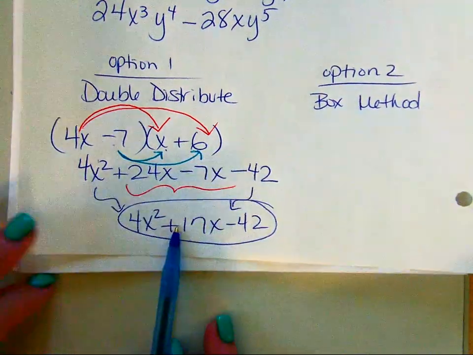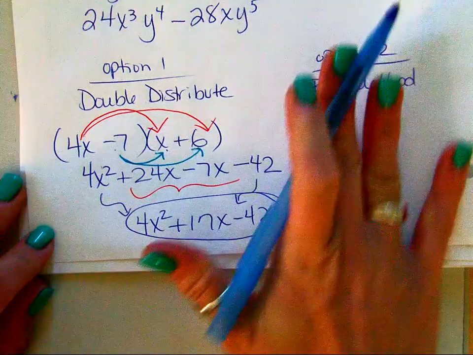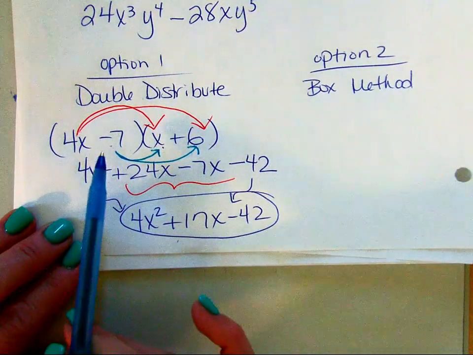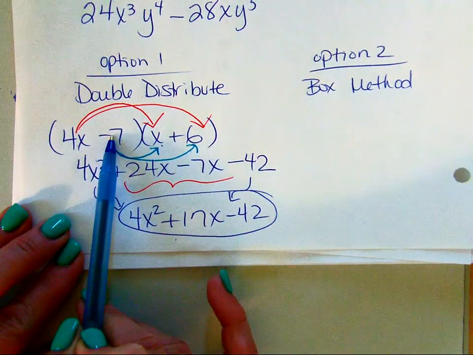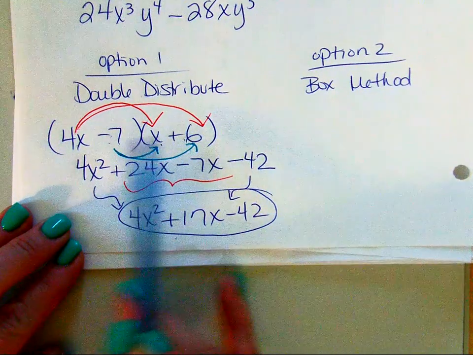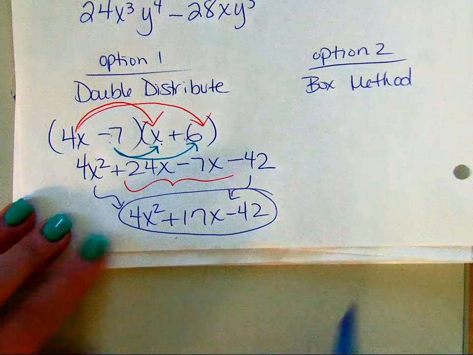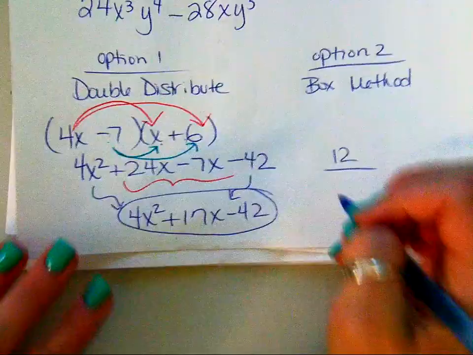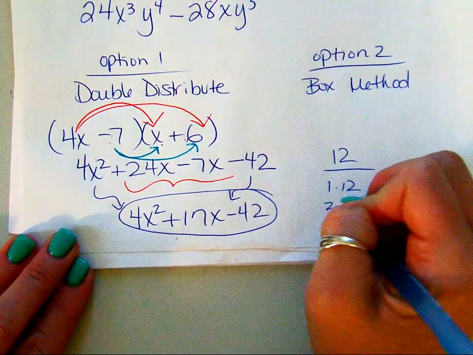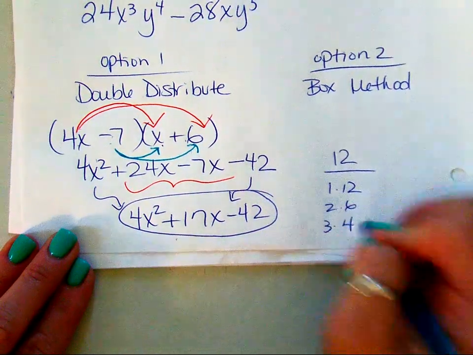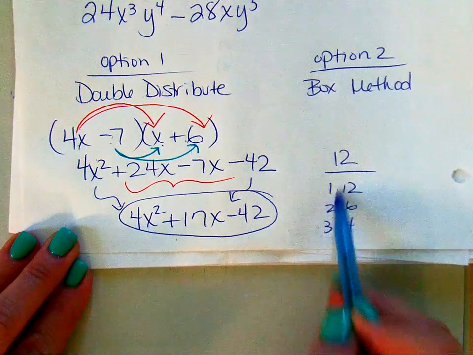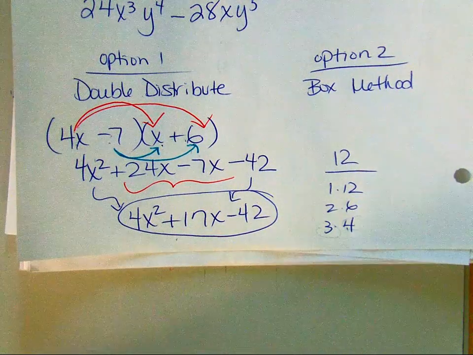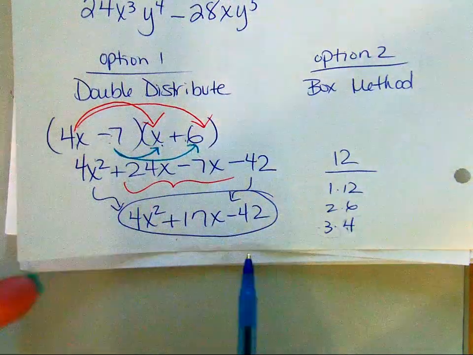I'll show you box method in a minute, but I want to just at least point something out. Okay? So 4x minus 7 and x plus 6 are both factors of this product, right? So remember when I said factor 12, make families or prime factorization, you said 1 times 12 is 12. 2 times 6 is 12. 3 times 4 is also 12. All of these are factors of 12, right? And 12 is called the product, right? It's the same thing except with numbers and letters and variables. This is our product. These are our factors.